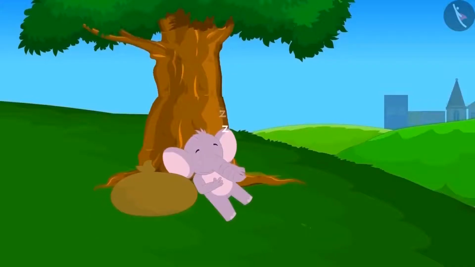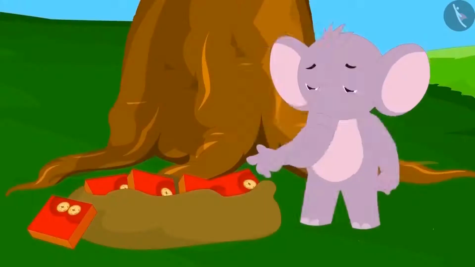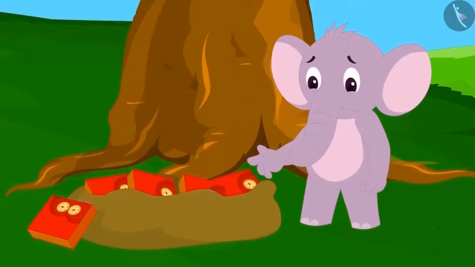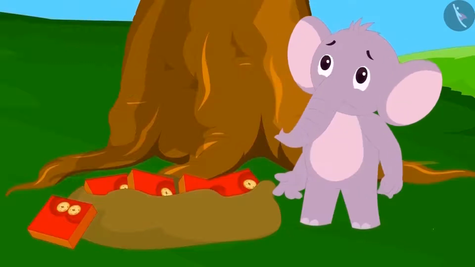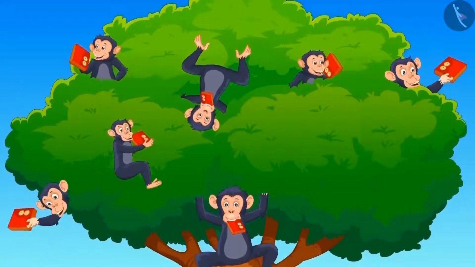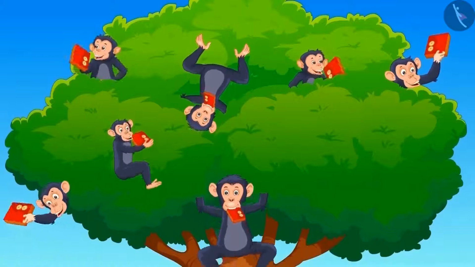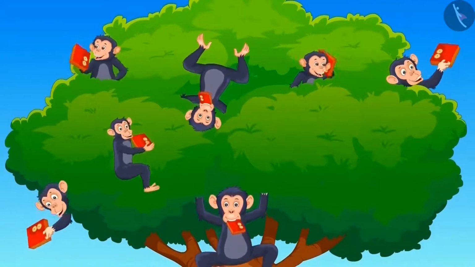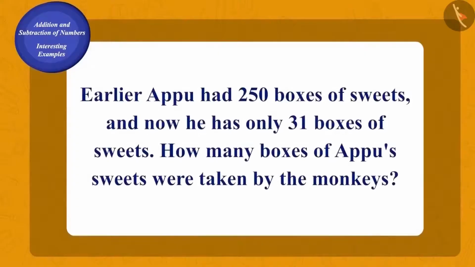Like all the traders, he slept in the shade of the tree to take some rest. When Appu woke up, he saw that he now had only 31 boxes of sweets. When he looked up, he saw that there were lots of monkeys on the tree eating sweets from his boxes. Earlier, Appu had 250 boxes of sweets and now he has only 31 boxes of sweets.